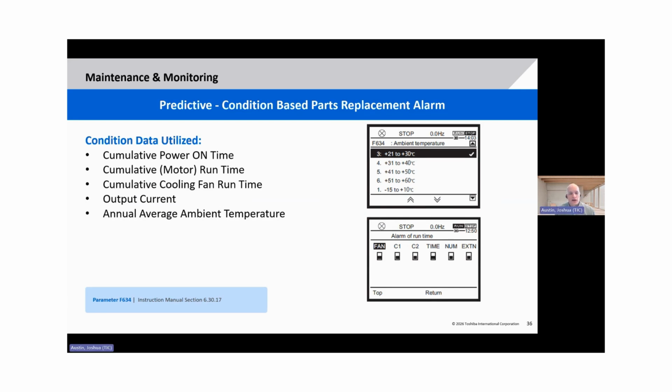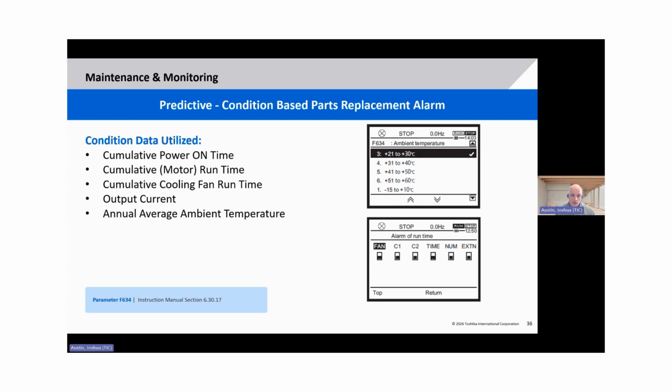And then the last thing that we have for predictive maintenance is going to be our condition-based parts replacement alarm. And so the conditions that we utilize are listed here. We use the cumulative power on time of the drive, so how long has power been energized for the drive? The runtime, so how long has the drive been operating a motor? The cooling fan runtime, how long has the cooling fan been running? The output current, and the annual average ambient temperature.